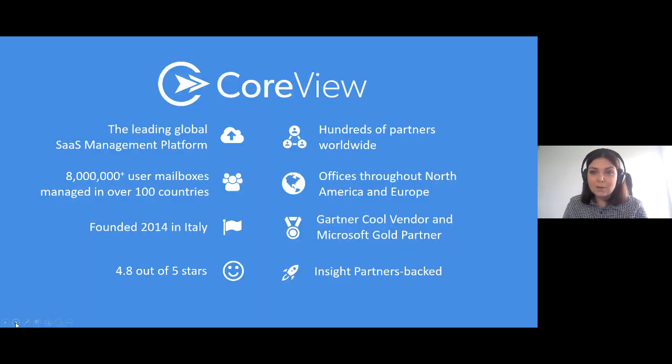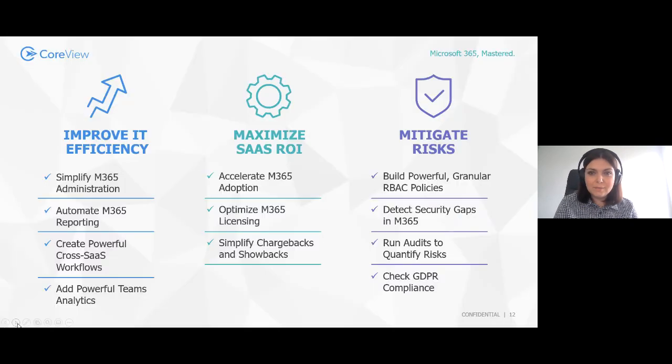Thank you. So CoreView is a leading SaaS management platform for Office 365, Microsoft 365. We were founded in Italy, originally from Italy, founded in 2014. At the moment, we have our European headquarters in Milan, but we also have headquarters in the US in Atlanta. We are at the moment managing over 10 million user mailboxes in over 100 countries, working with the largest enterprises from all over the globe. Can I have my next slide, please?